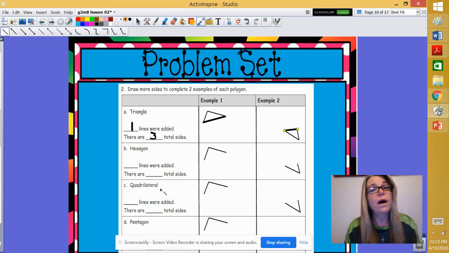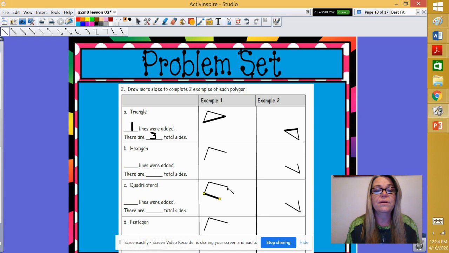Quadrilateral. Who remembers what quad means? 4. All right, so let's see how many sides we have already. 1, 2. How many more do we need? If it needs 4, we need to add 2 more sides. So remember, a polygon is a closed shape that has straight lines, no gaps, and the name of the shape tells us how many sides. So we want to make a quadrilateral. We already have 2 sides, so we need to add 2 more.